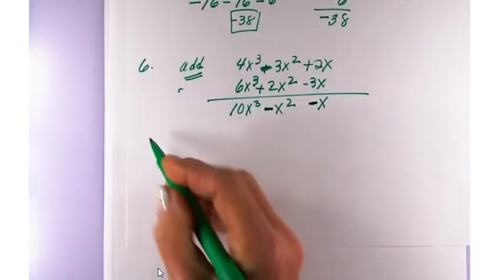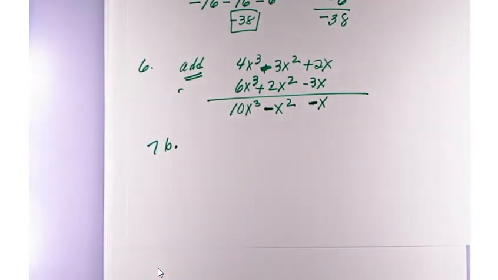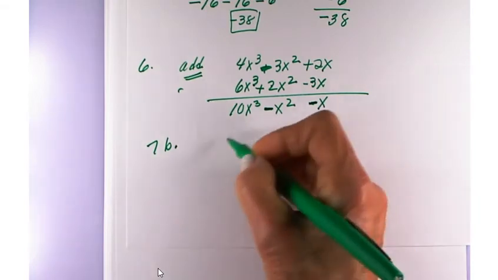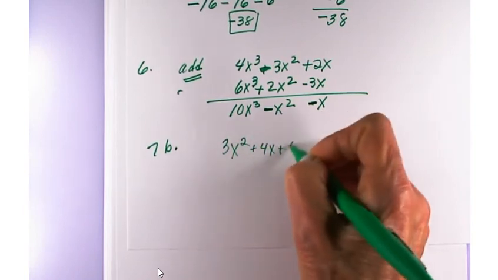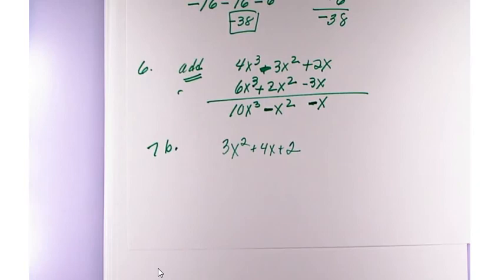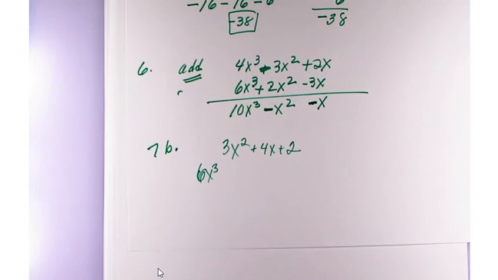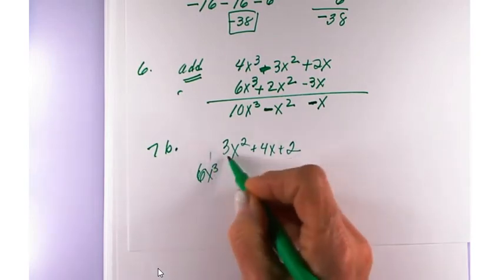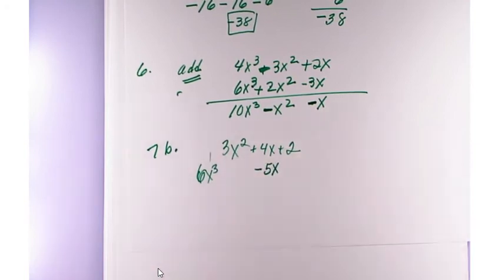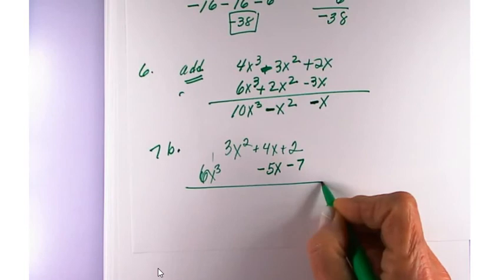So let's look at 7b. Looking at 7b, the question says 3x squared plus 4x plus 2. I can barely see here. Okay, and it says to find the sum, 6x cubed minus 5x minus 7. So I had nowhere to put the 6x cubed. I can put the 5x under the 4x, and then I can put the minus 7 under the 2. When you line them up, I cannot put that under there because it's not the same.